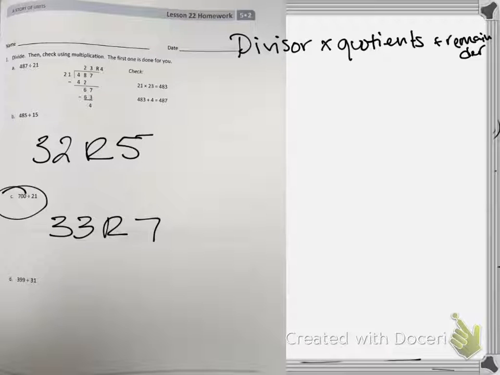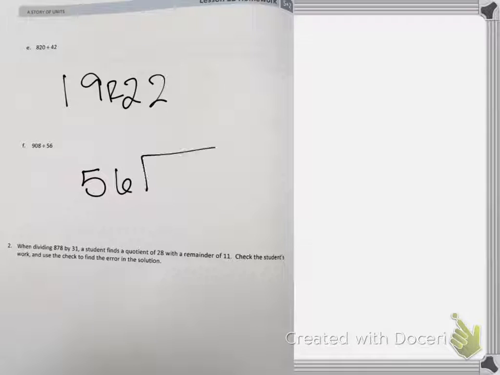All right, D I would like them to do, which is 12 remainder 27. Let's go to the next slide. All right, I'm not going to do E. I want them to do E, but I will do F. F seems to be probably one of the harder ones to do. So F states 908 divided by 56.